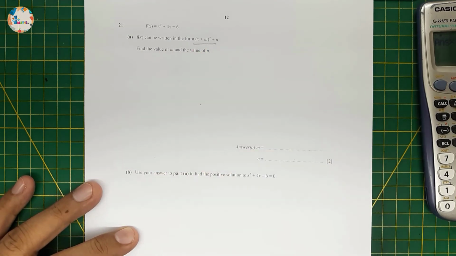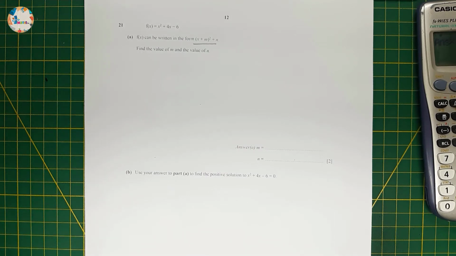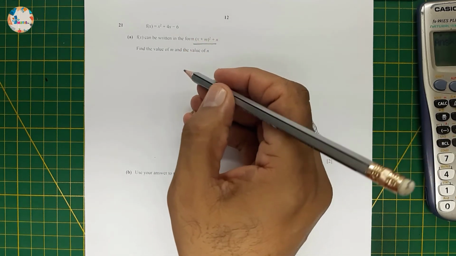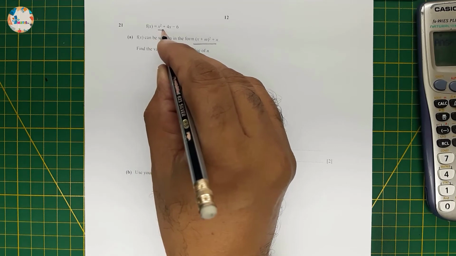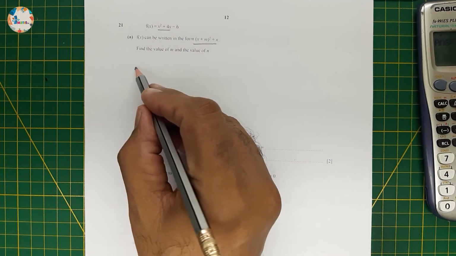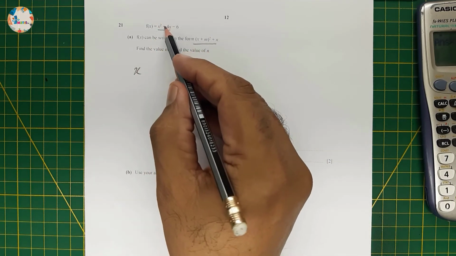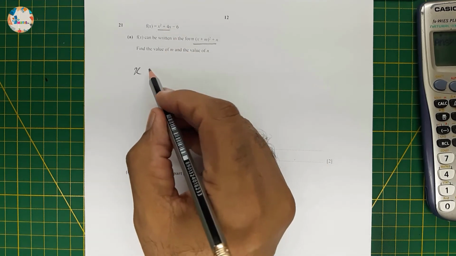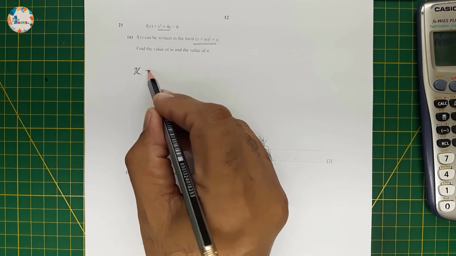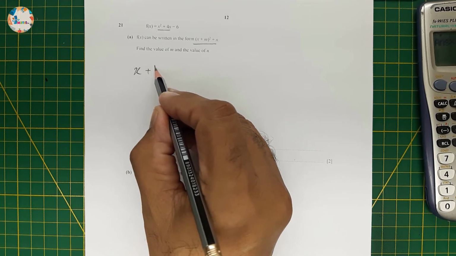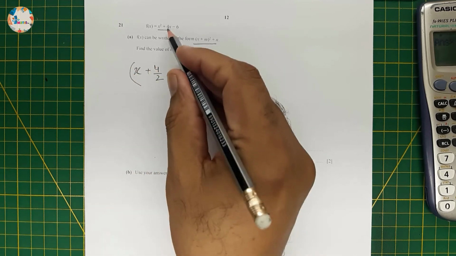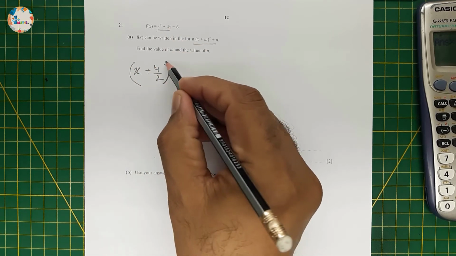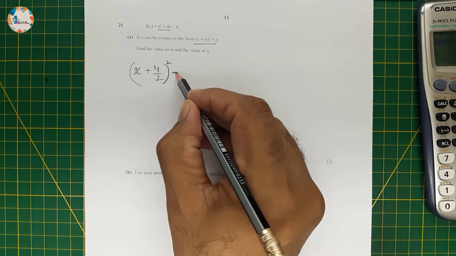So find the value of m and the value of n. The easiest technique for completing the square in this type of question is to consider these two things. Write x, and then the coefficient of x, which is 4, and divide it by 2.